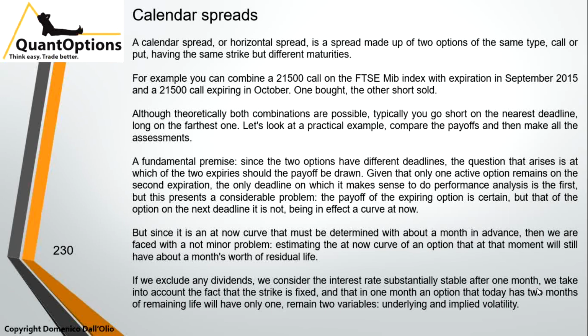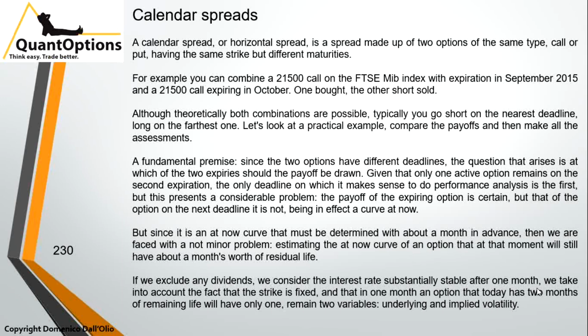A calendar or horizontal spread is a spread made of two options of the same type, call or put, having the same strike but different maturities. For example, you can combine a 21,500 call on the FTSE index expiring September 2015, and a 21,500 call expiring in October. These data are old, but it doesn't matter. Same underlying, same strike price, same type, both calls, but different expiration dates. One bought, the other short sold. Although theoretically both combinations are possible, typically you go short on the nearest maturity and long on the farthest one.